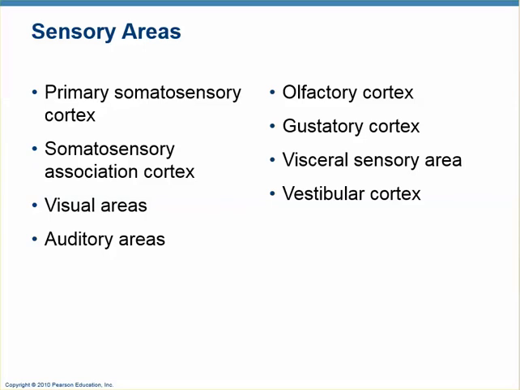So to continue with the central nervous system, we'll now look at some of the sensory areas. The sensory areas really are the primary somatosensory, the somatosensory association, the visual, the auditory, olfactory, gustatory, visceral sensory, and vestibular, which is balance. So it pretty much takes care of all of the sensory, and each one of them has their own separate area.